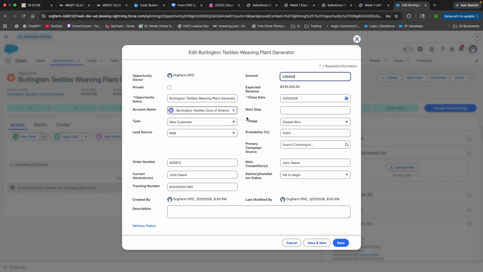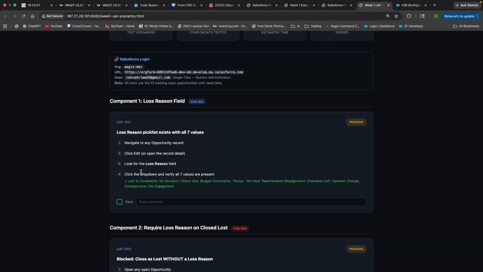Interesting. Okay, so I don't see that on the page layout. So this is good, right? I'm just gonna double check. Loss, right? And it said look for loss reason field. Okay, so no pass. Could not see the field on the page layout.